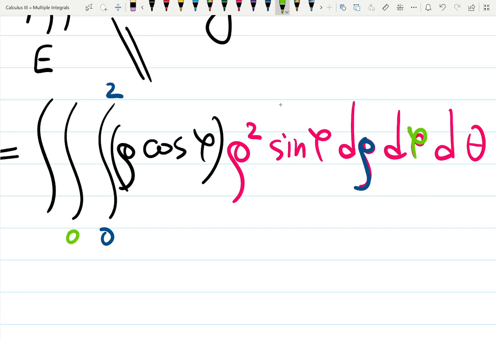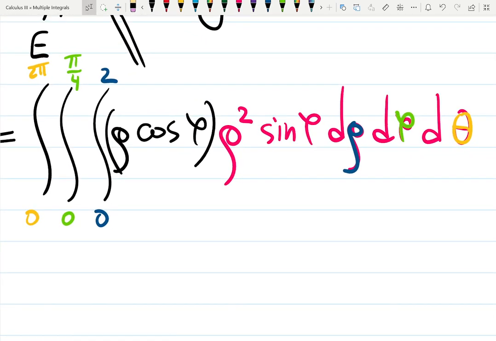Wait, no. Pi over 4. That's the weird one. And finally, which color should I choose here? Theta from 0 to 2 pi. That's the one that's usually typical. And now you finish creating the integral. Now you have to integrate that. In this case, it looks very messy for you probably, but your eyes will get used to it slowly.